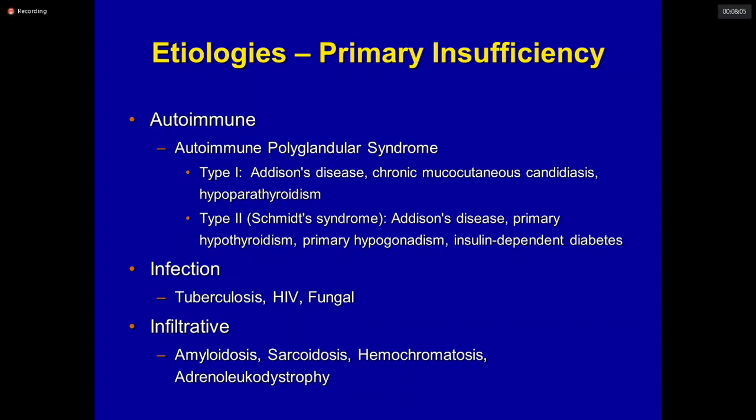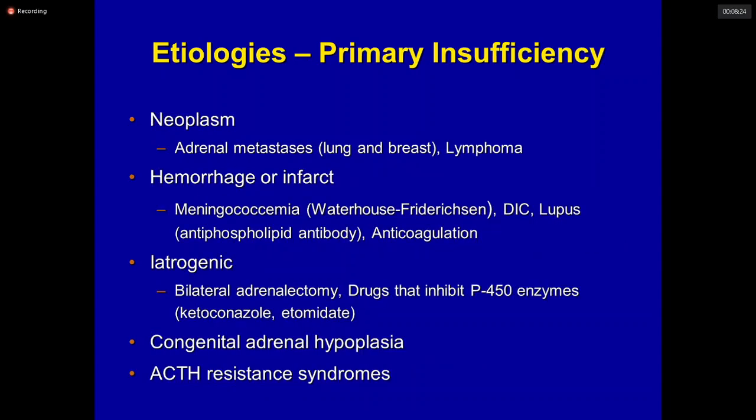Infections, these indolent infections like TB and fungal infections and HIV may destruct the adrenal gland in bilateral adrenal affection. Any infiltrative disorder as well like sarcoidosis or hemochromatosis can destruct the adrenals and cause primary insufficiency. Also neoplasms like lymphoma or the metastasis can do that.